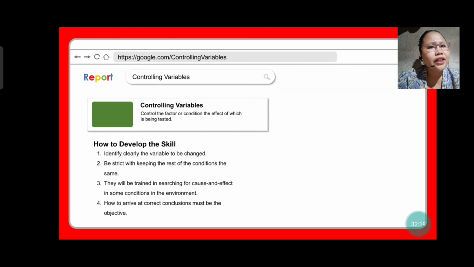And then, to arrive at correct conclusions, they must be objective. If your conclusions are just guessed, not based on what you have observed, then it is only a guess. It should be a correct conclusion. It must be objective. It must be based on your observation.